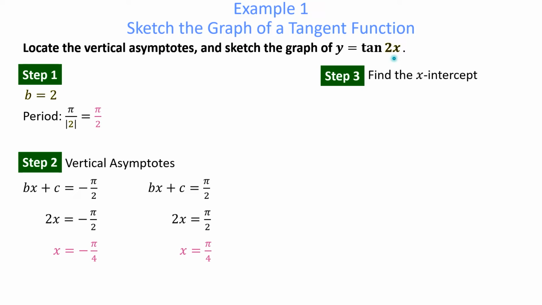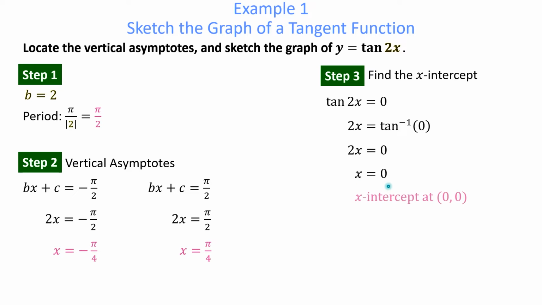We can find the real zeros by equating tan 2x to 0 to give us this trig equation which we need to solve. So we want to undo the tangent function, and we can do that by taking the inverse tan of both sides, and that will give us 2x is equal to the inverse tan of 0. Now the inverse tan of 0 is simply 0. And if we divide both sides by 2, we can isolate the x term to give us x equals 0. This tells us that the x-intercept is at (0, 0).